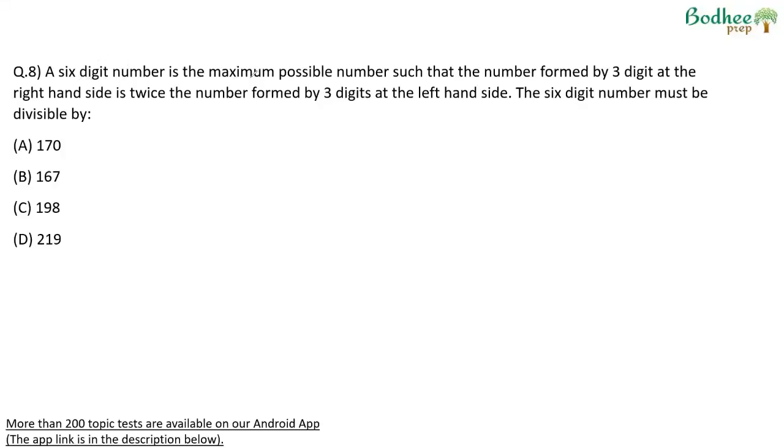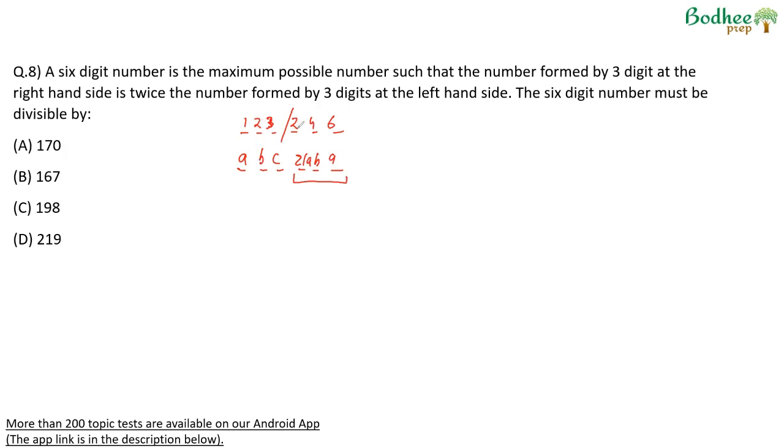A six-digit number is the maximum possible number such that the number formed by the three digits at the right side is twice the number formed by the three digits on the left side. If this is ABC, this will be 2ABC. For example, if I say 1, 2, 3, 4, 5, 6, if the left is 1, 2, 3, the right will be double of this, that is 2, 4, 6. 1, 2, 3, 2, 4, 6. The six-digit number must be divisible by. Again, just divide 123246 by each of them to get the answer.